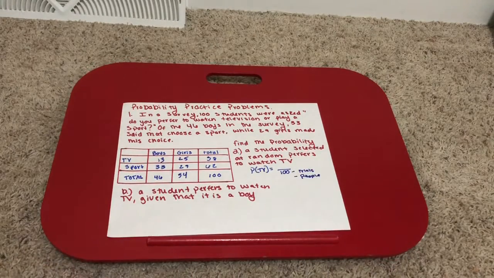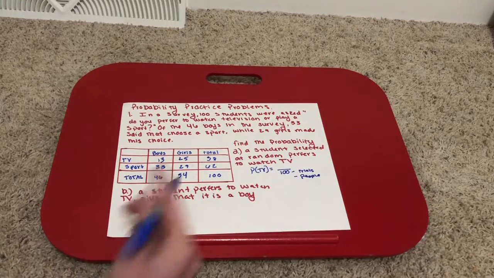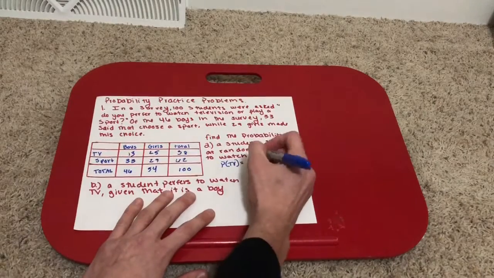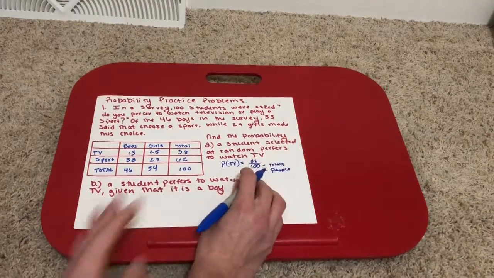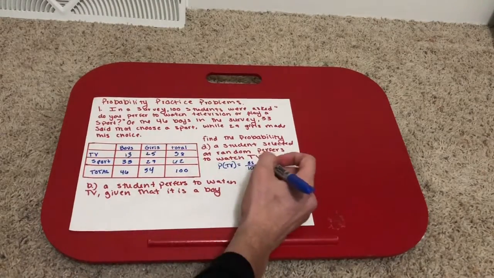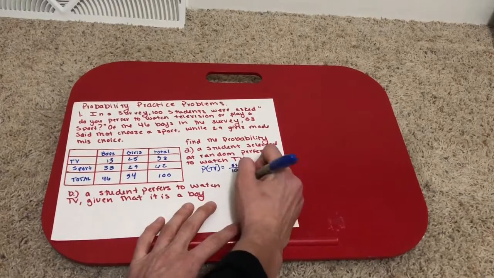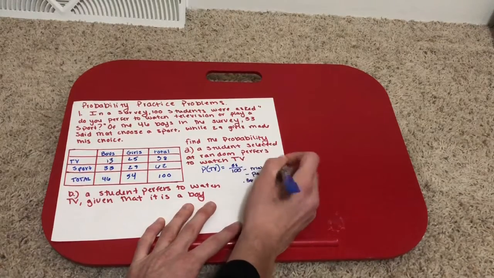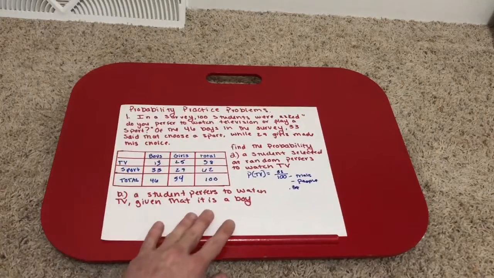So now we have to figure out the numerator. So it's basically how many people watch TV. So we said our total was 38. So 38 goes on top as your numerator, and that's your answer. So you can either leave it like this or leave it as 0.38, or however you want to show your work.